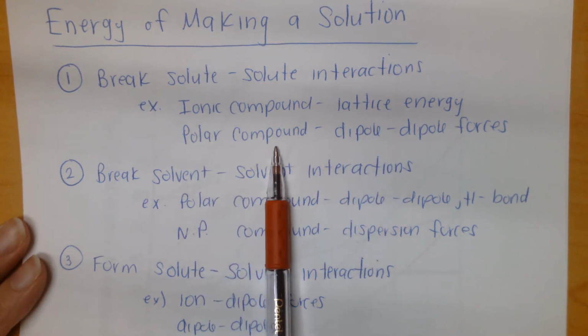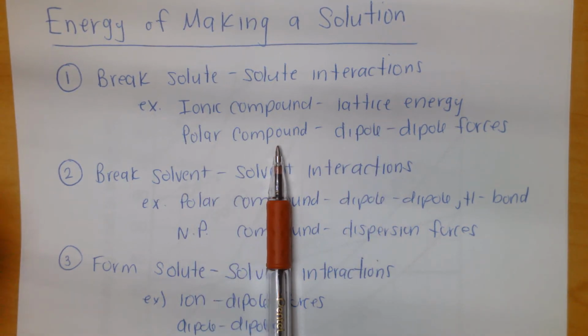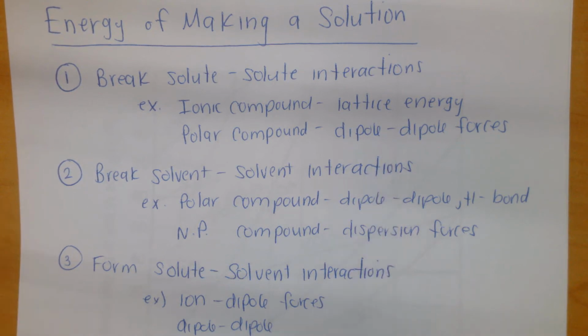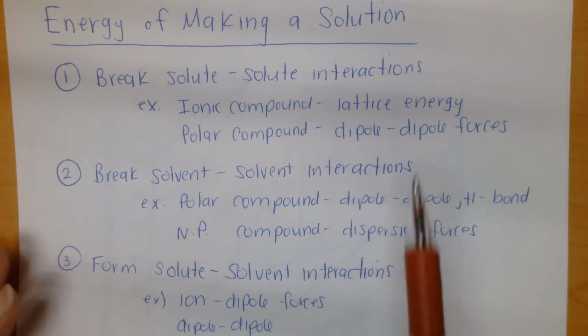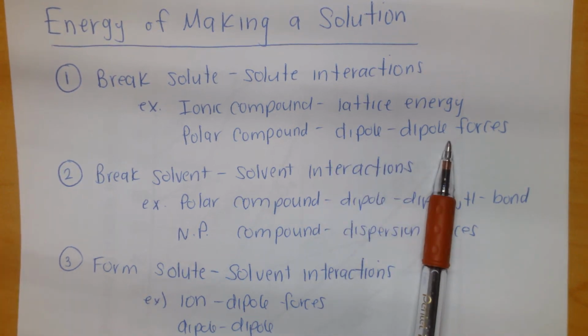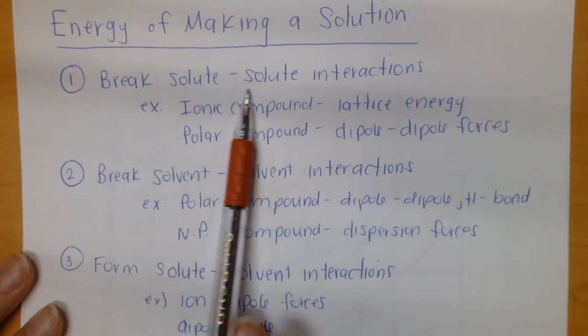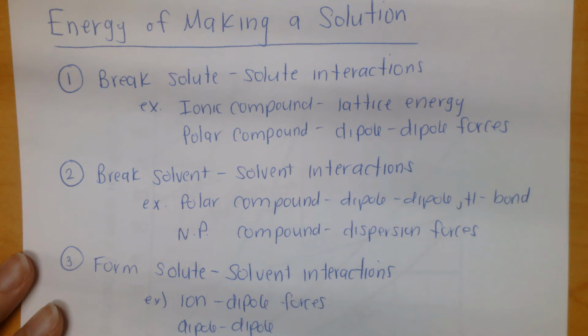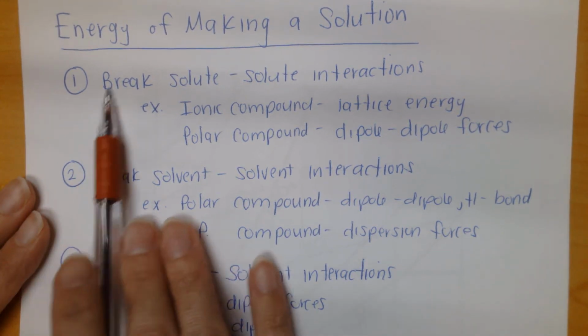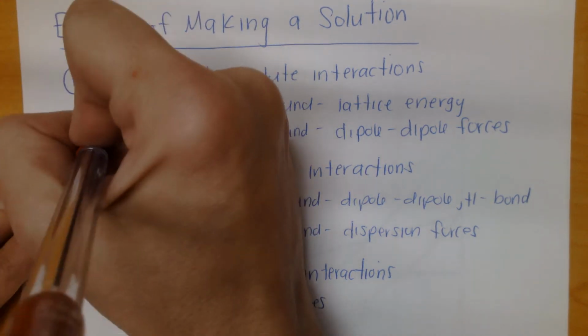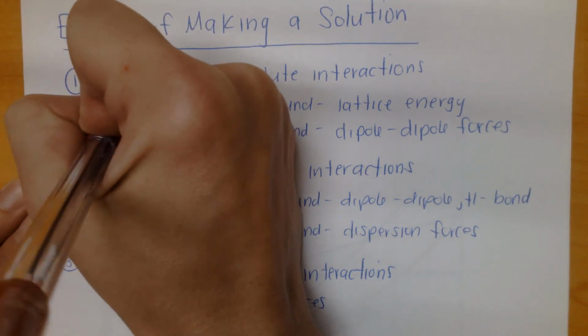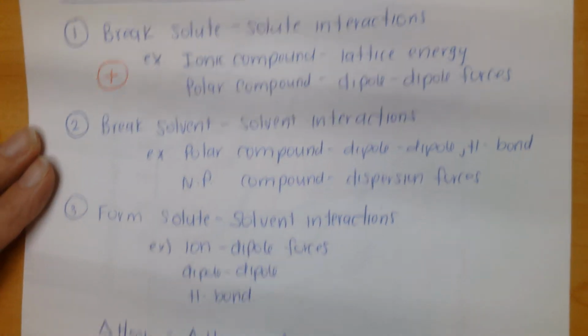If we had a polar compound, like for example water, we would have to break apart those interactions like the hydrogen bonding in water, or if you had something else like a dipole-dipole force. Okay, so we are breaking these interactions, and interactions are kind of like very, very weak bonds. So this requires energy to do. This is an endothermic process.